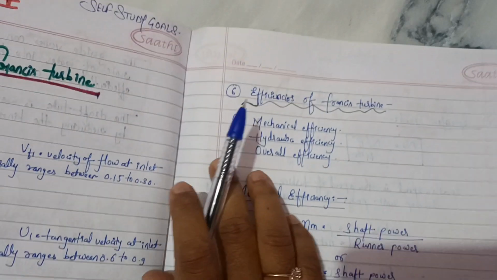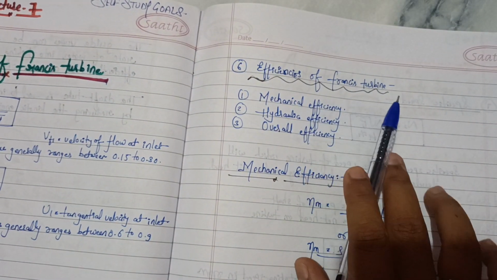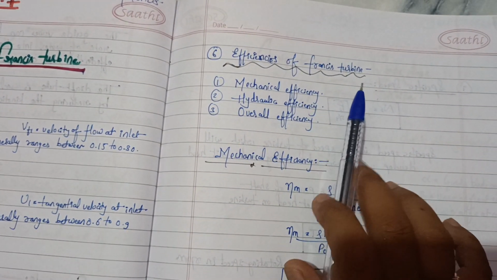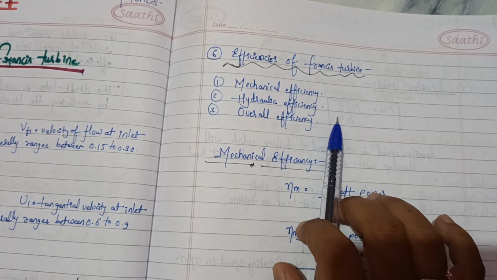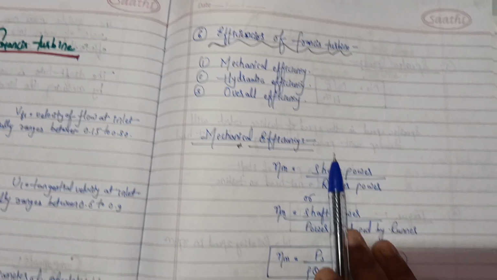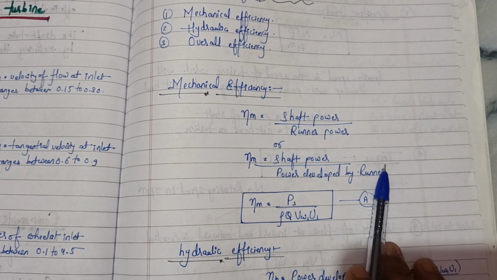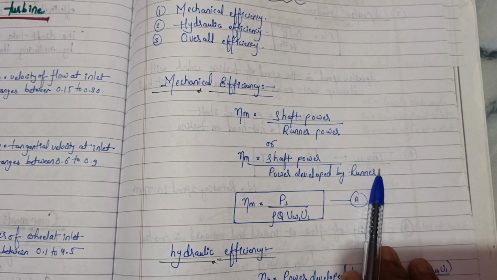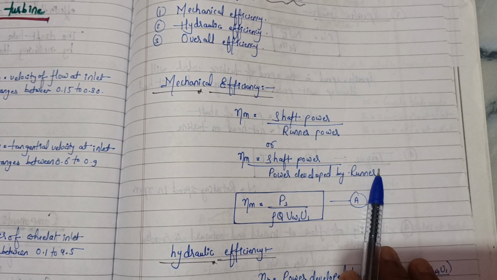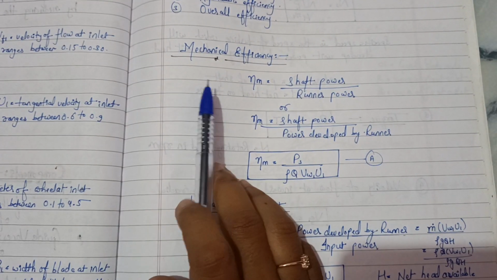Now we will see what are the efficiencies of a Francis turbine. We have seen the efficiencies of a Pelton turbine also. These efficiency formulas are also used for the numerical. Here you have to use all these formulas to find the terms in your numerical part. So we will see all of them one by one.